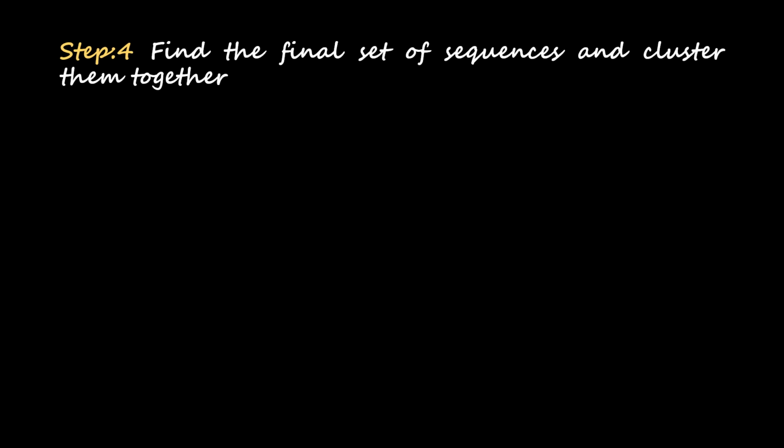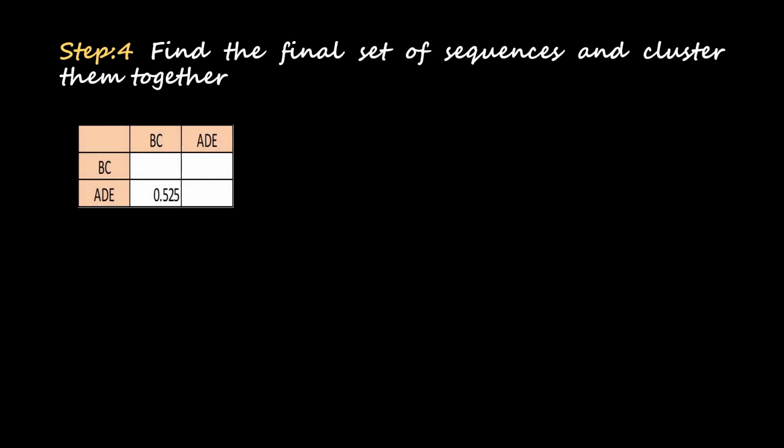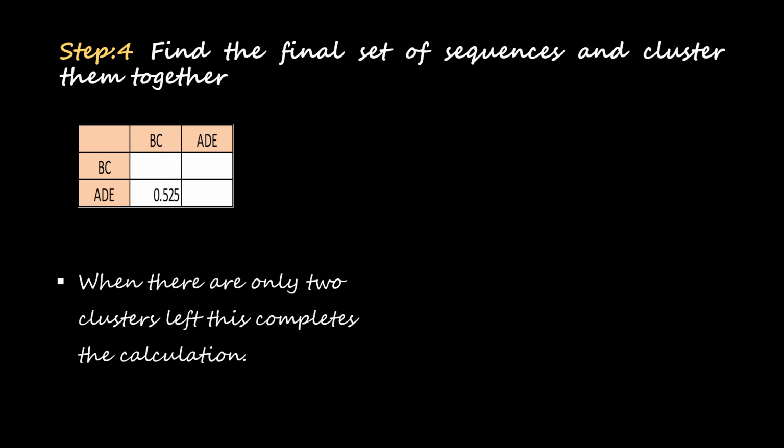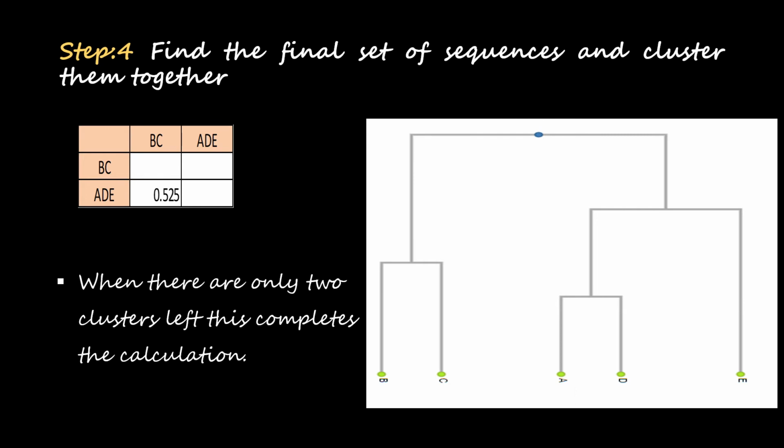Then we find the final set of sequences and cluster them together. This is the last matrix you see, and between ADE and BC there is only one distance left, which will form the root node. When there are only two clusters left, this completes the calculation. So this is how we have the phylogenetic tree.